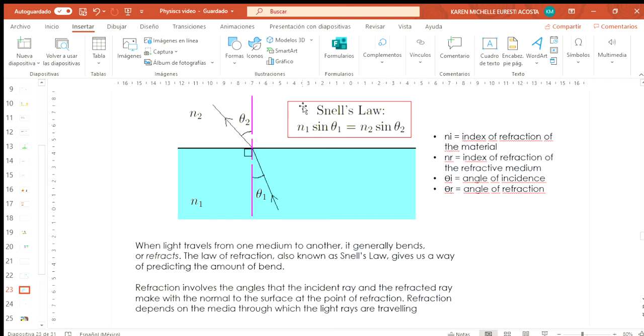And we have the formula of Snell's law. We have that N1 or Ni stands for the index of refraction of the material. The Nr, that is N2, is the index of refraction of the refracted medium. The angle 1 or angle I is the angle of the incident, and angle R, that is angle 2, is the angle of refraction.